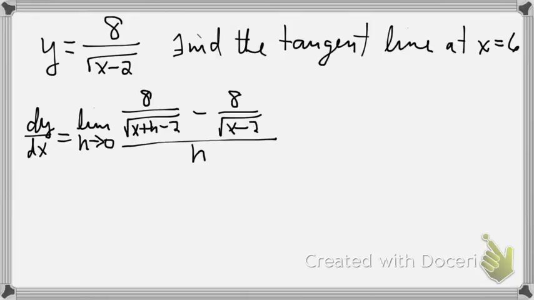LCD first. The pressing concern for the moment is that we have a complex fraction. What is your LCD? Yep, square root of x plus h minus 2, square root of x minus 2. Do not multiply those out together. It's not wrong, but it just makes a bigger mess. All right? Instead, what do we do with it?